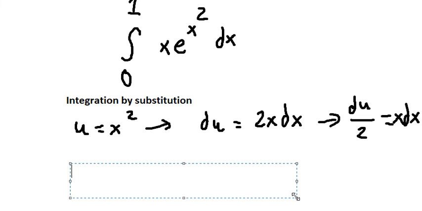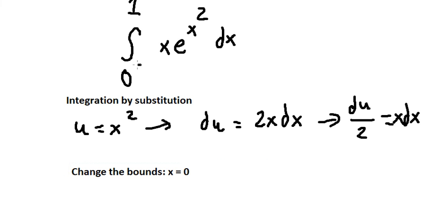Next, we need to change the bounds. When s equals number 0, I will put number 0 in here to find the value of u, so u equals number 0. When s equals number 1, we put number 1 in here, and we have u equals number 1.